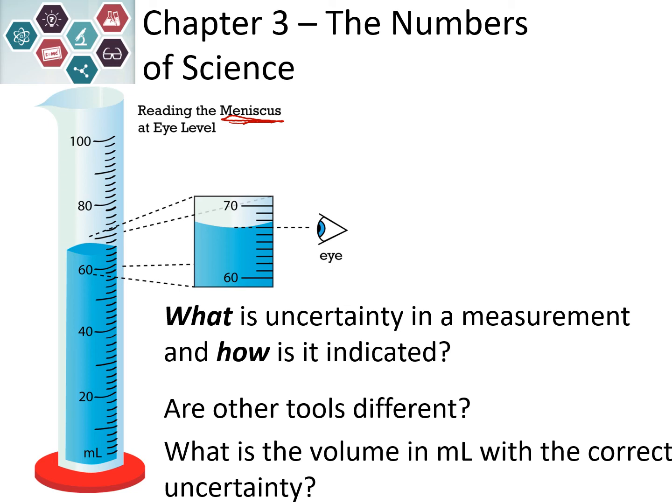So how would we read this measurement? What would our uncertainty be? So let's start with the uncertainty. We have the tenths place marked. That means that each line between 60 and 70 is going to be the ones place that we know for certain. We don't have marks between it, which would be the tenths place, and so that's where our uncertainty is.